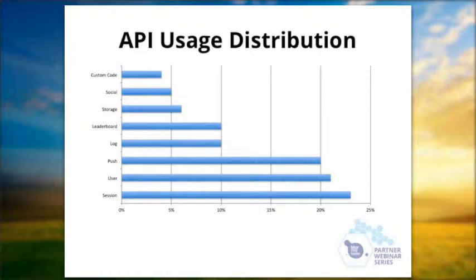The APIs that we see that are most commonly used in games are push notifications and our leaderboard API. Also, a lot of customers are making asynchronous turn-based games, and they store the game data onto our JSON storage.